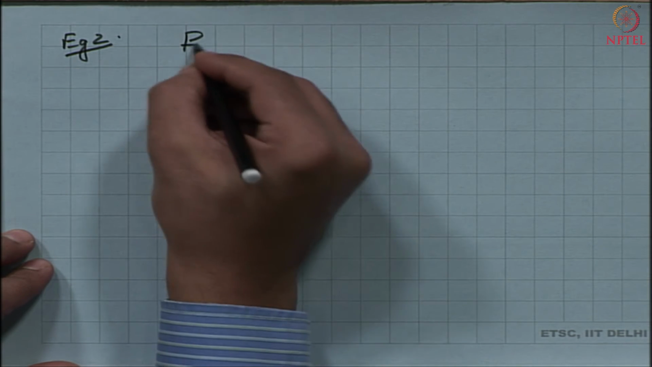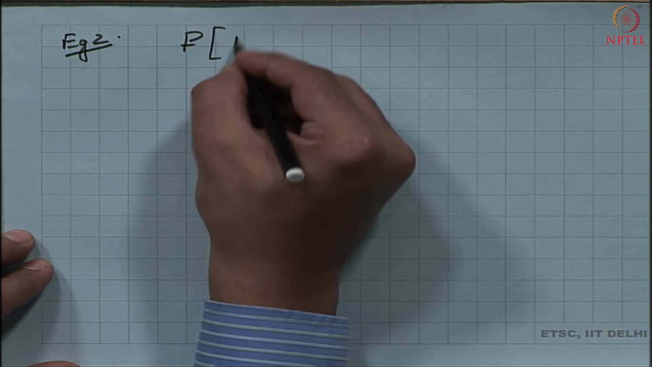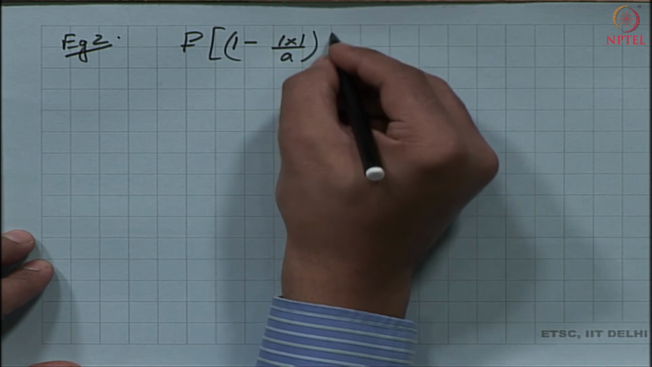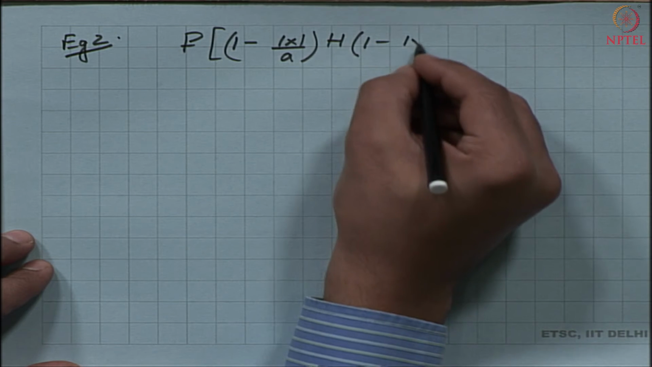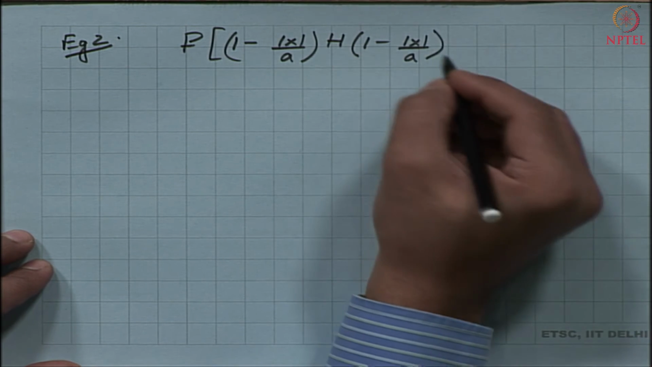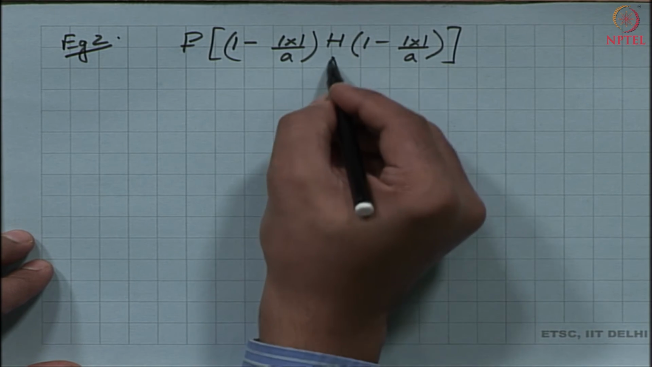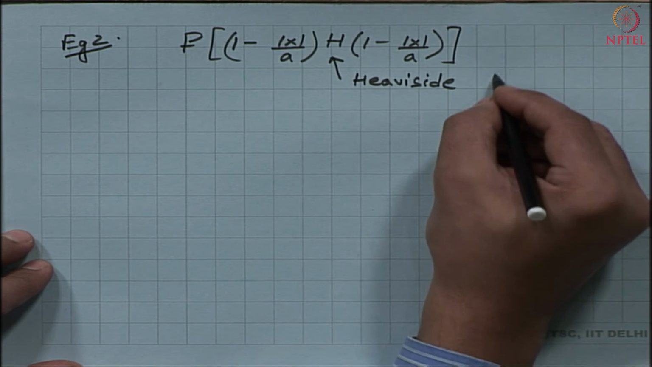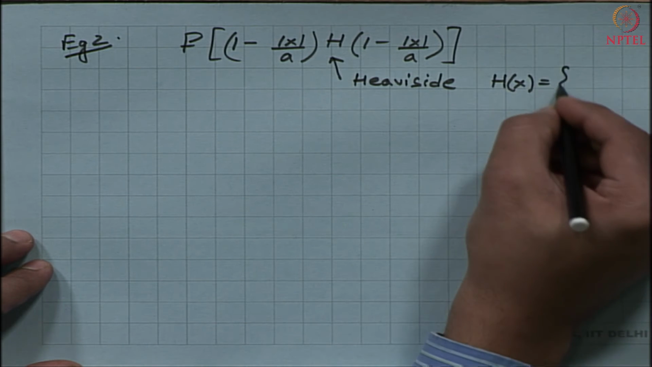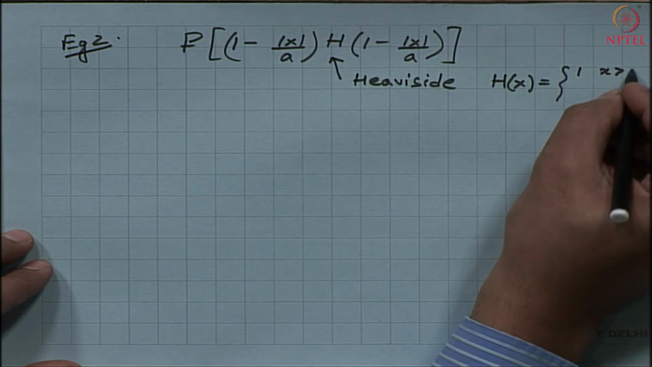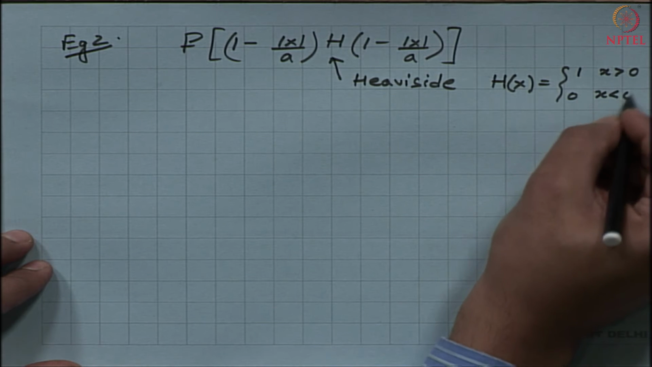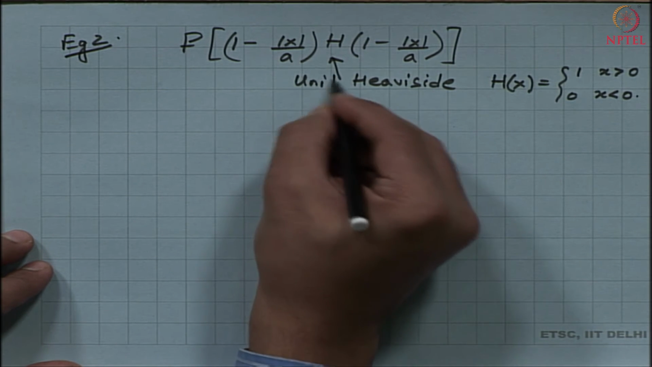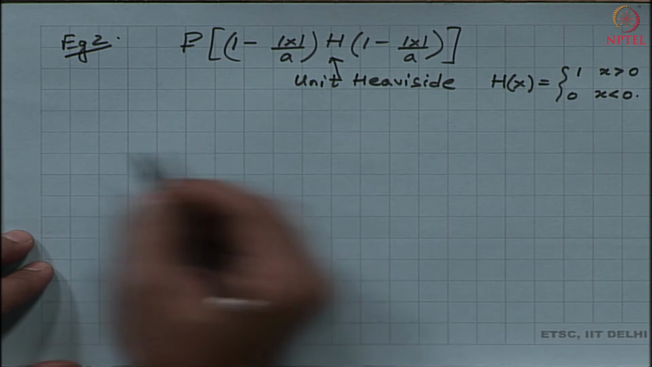So, I have to find the Fourier transform of this function. This is 1 minus absolute value of x by a times h of 1 minus absolute value of x by a, right. Now, what is this function h? The h is called the Heaviside function, right. So, if I have h of x, it is defined as 1 if x is positive and 0 if x is negative. Okay. So, this is a unit Heaviside function, because it gives you either 1 or 0.